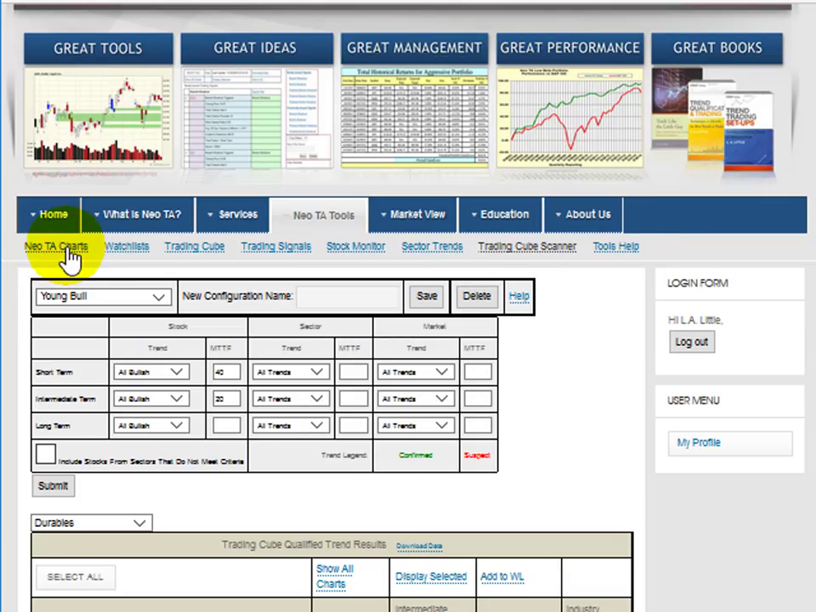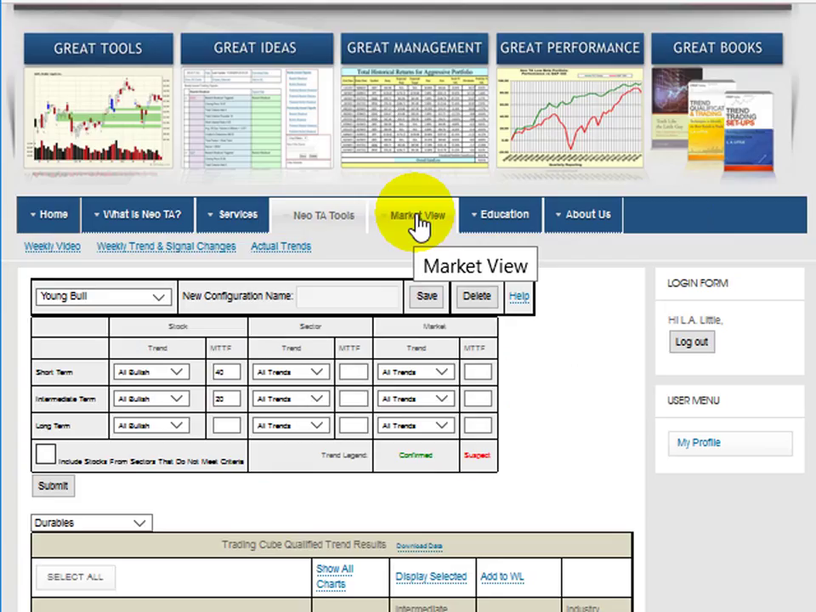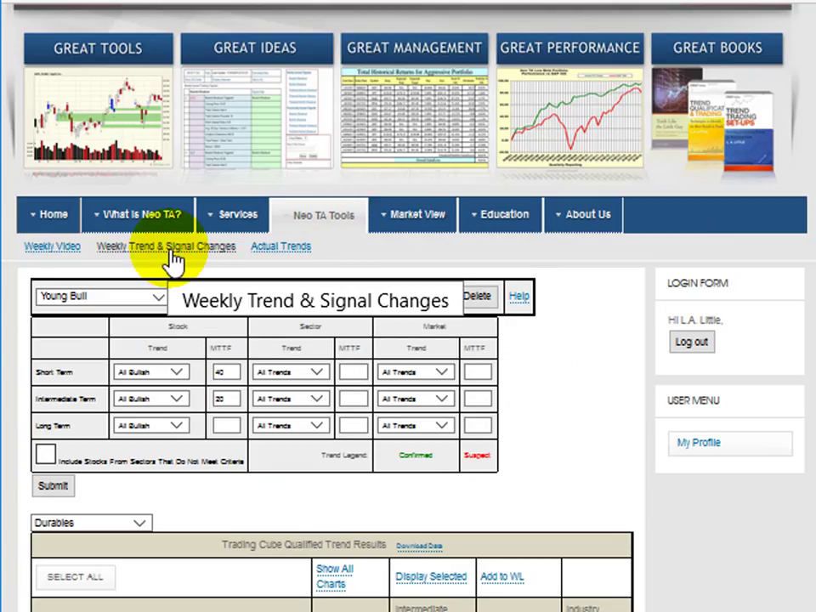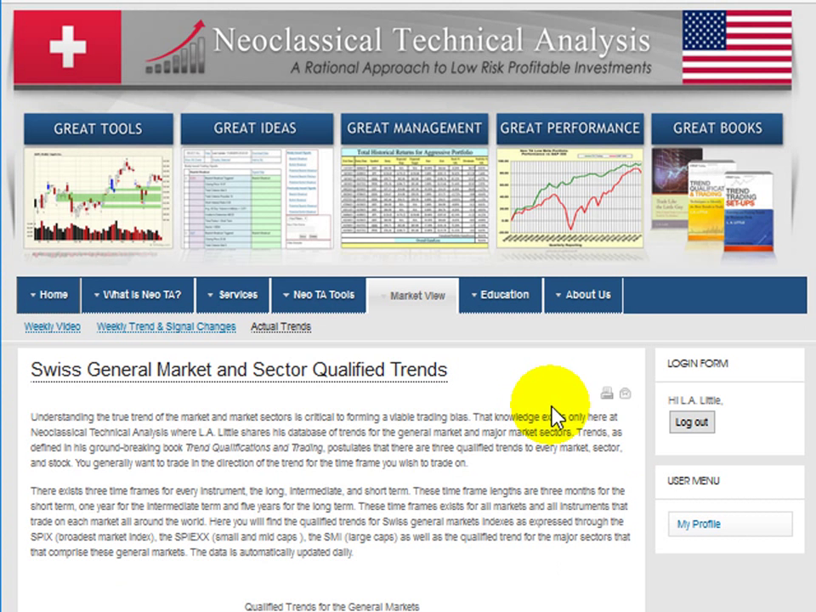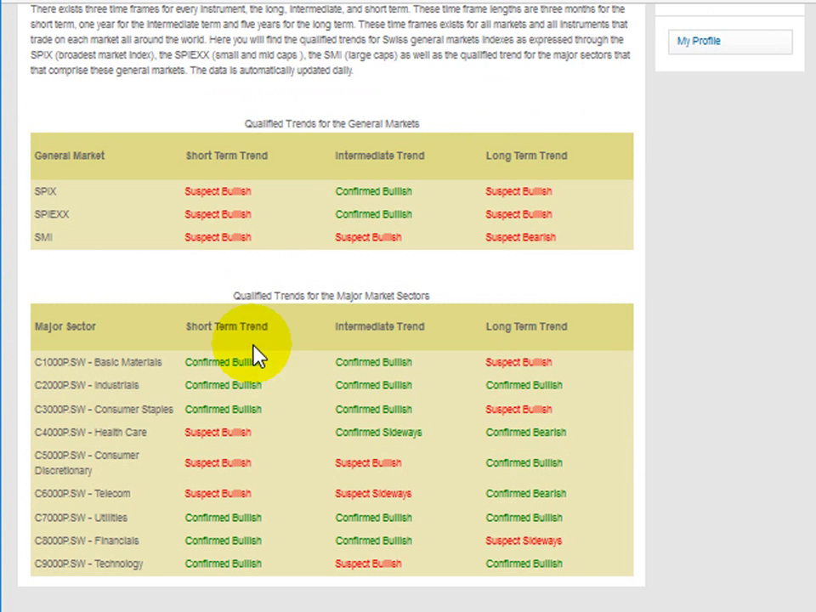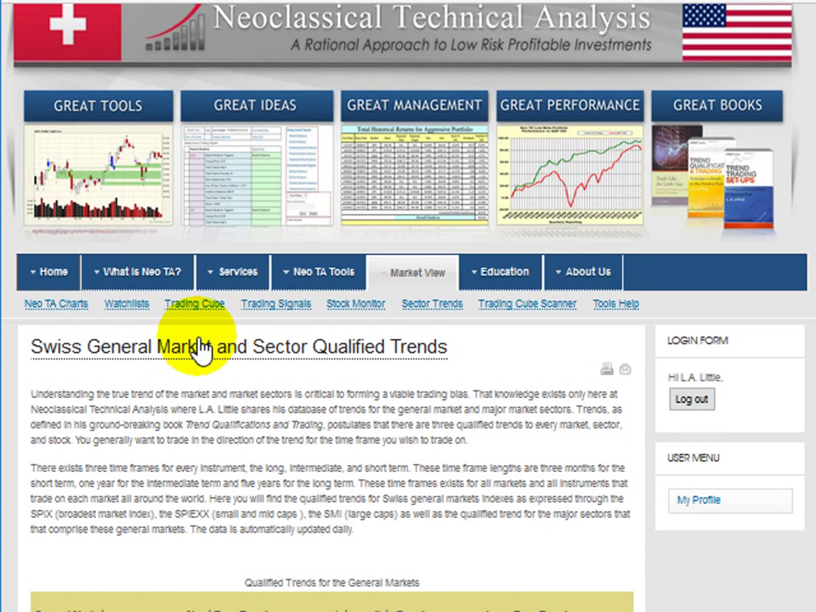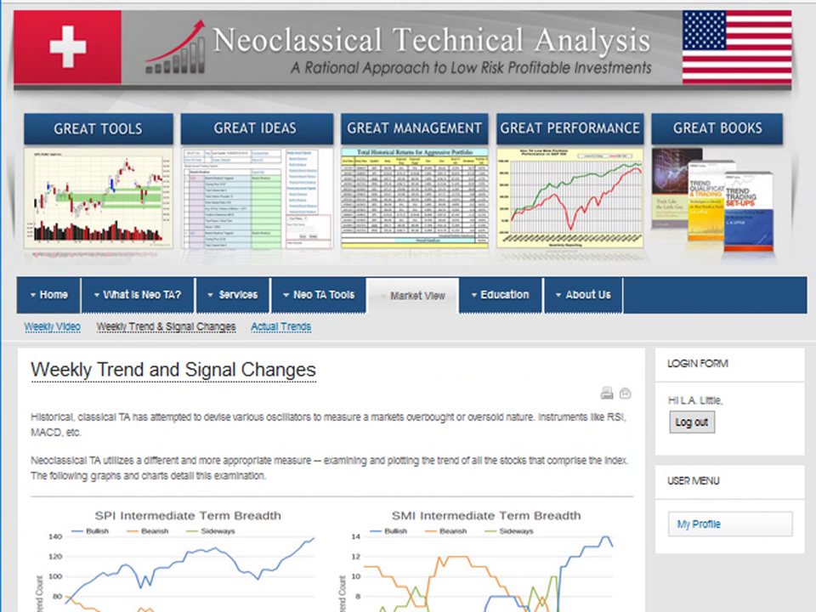That's pretty much the tools, and that's how you can use those tools. Now there are a little bit more in terms of tools. In particular, there's the weekly trend in signal changes, the actual trends, and that's basically, you can find this elsewhere, but I'll just click on it here. It's an easy way to just quickly see an overview of the trend for the sectors and for the indexes. The thing I wanted to bring your attention to here was the weekly trend and signal changes.